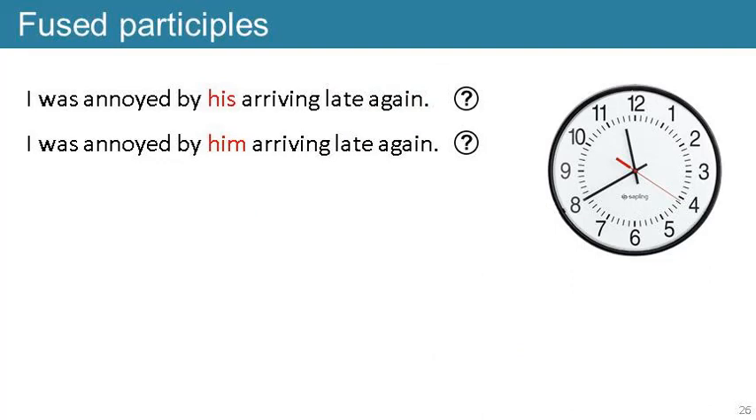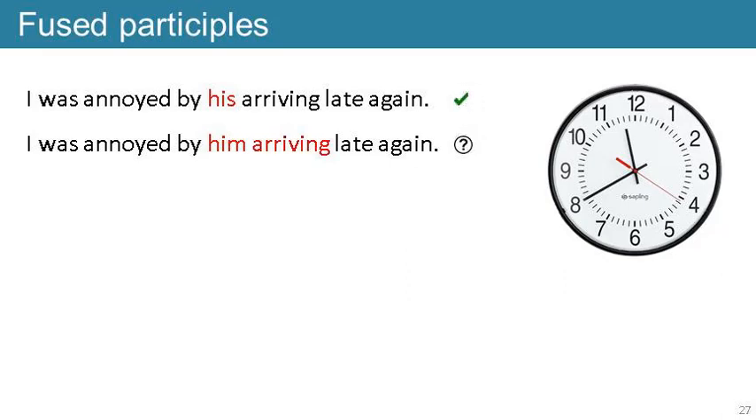The final issue to be covered here is the omission of the apostrophe in a fused participle. Before discussing what a fused participle is, let's look at two equivalent sentences with pronouns. I was annoyed by his arriving late, and I was annoyed by him arriving late. Which would you say is correct?